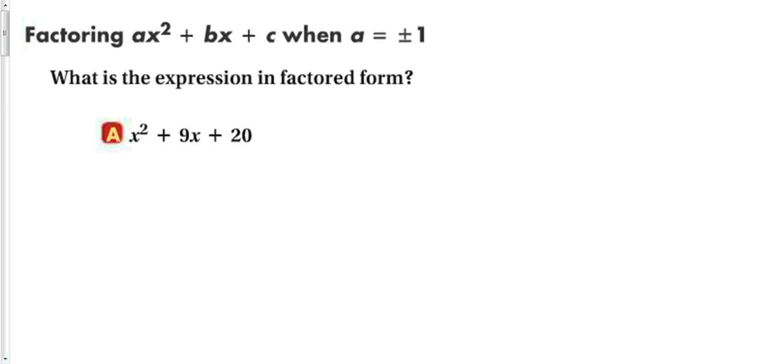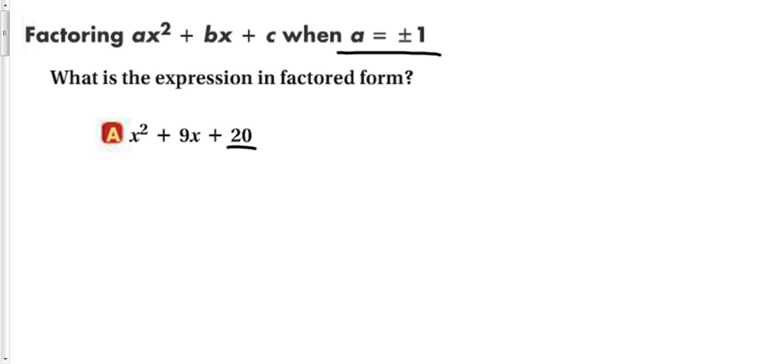Okay, so factoring ax squared plus bx plus c when a is plus or minus 1. When a is plus or minus 1, remember that a is the number in front of x squared. So when that number is a plus or minus 1, factoring is a lot easier. Okay? How do we do it?